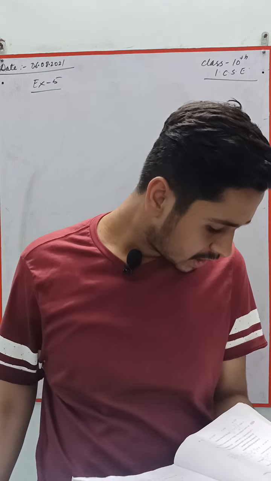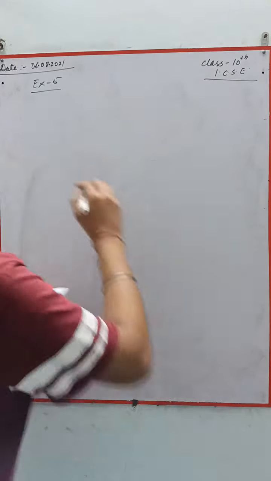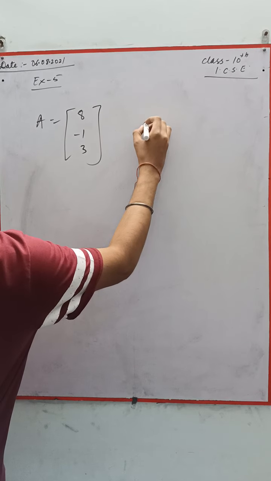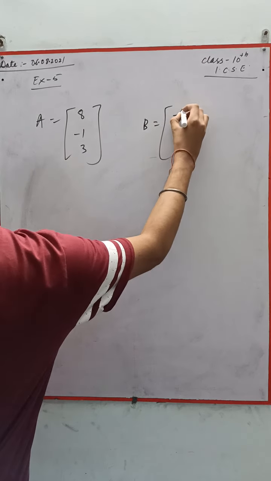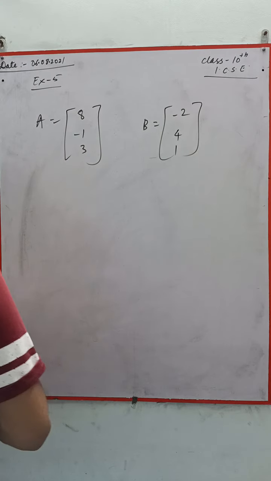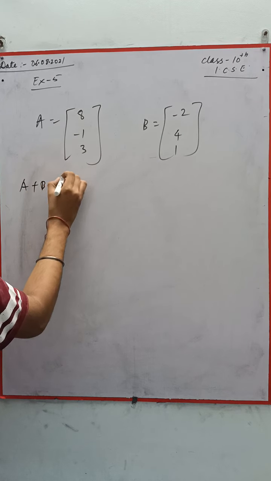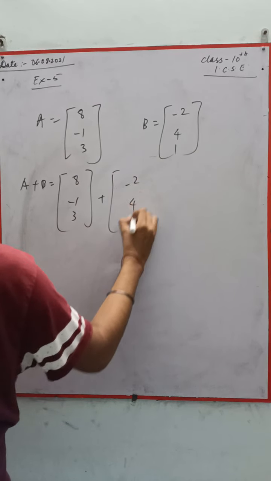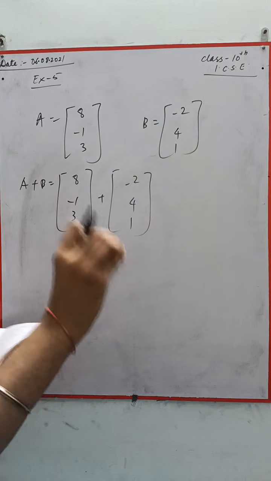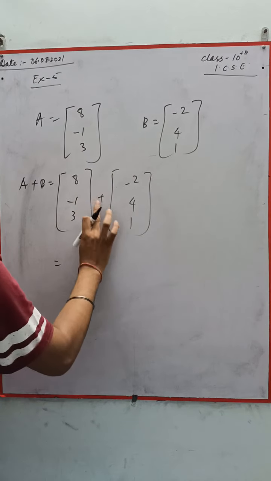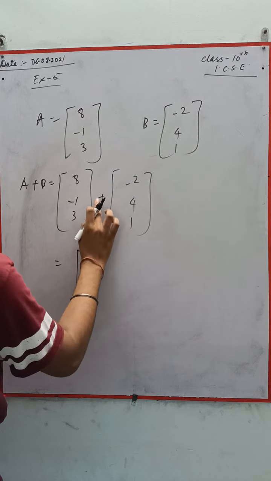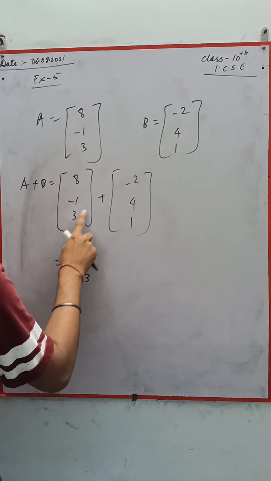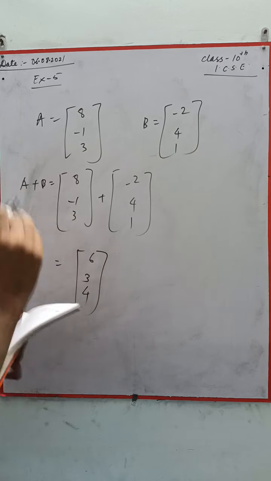I already told you. Coming to the 6th question, you are given A matrix. A is equal to 8 minus 1 3, and B matrix is given as minus 2 4 1. You are asked to find A plus B. So A is 8 minus 1 3 plus B matrix is minus 2 4 1. Just simply add the elements at the same positions: 8 plus minus 2, so 8 minus 2 is 6. Minus 1 plus 4 will give you 3. 3 plus 1 will give you 4. So this is the answer.